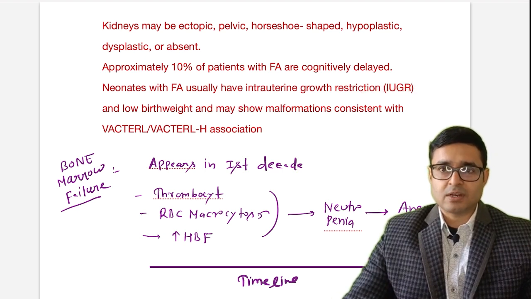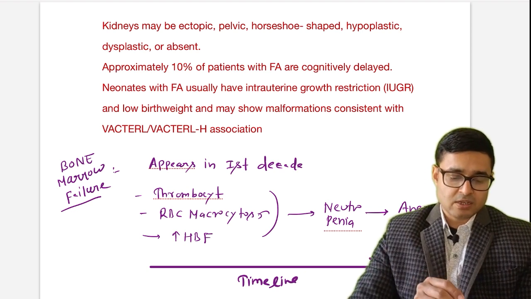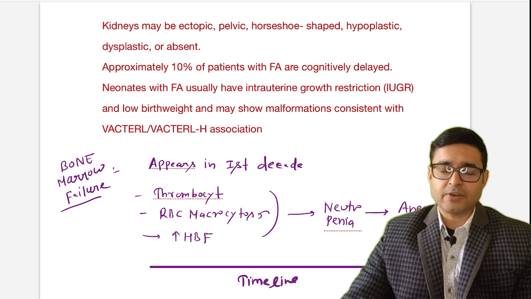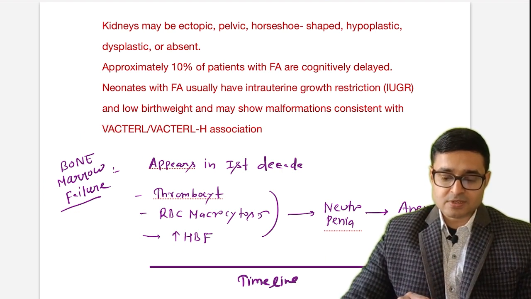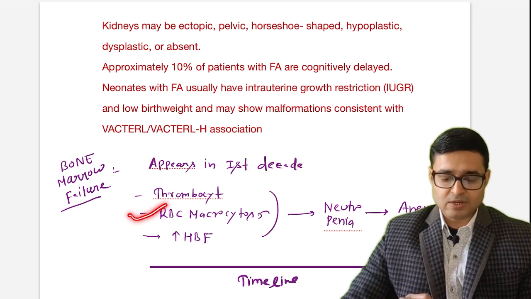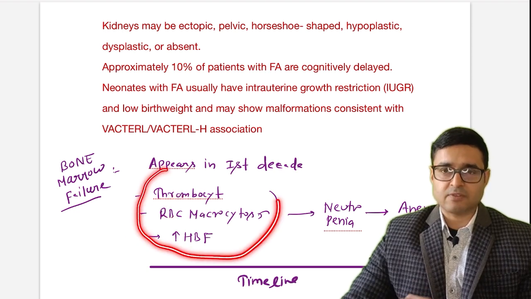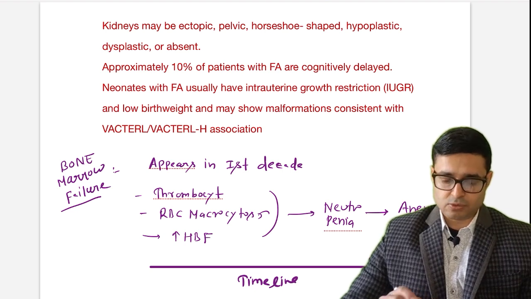Okay, so these were skeletal features and systemic features. Next, what about bone marrow failure? Because it is classified under bone marrow failure syndromes. It appears in the first decade, not at birth. Important: first, thrombocytopenia or macrocytosis and increased fetal hemoglobin are seen as the first manifestation. Again important and has been asked previously also.